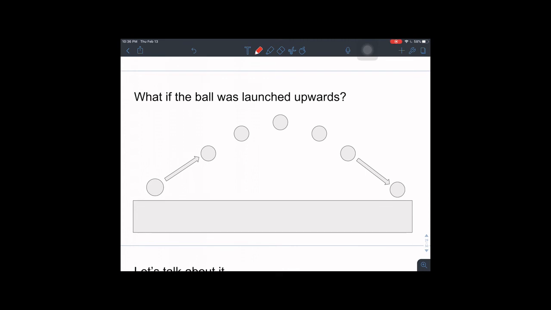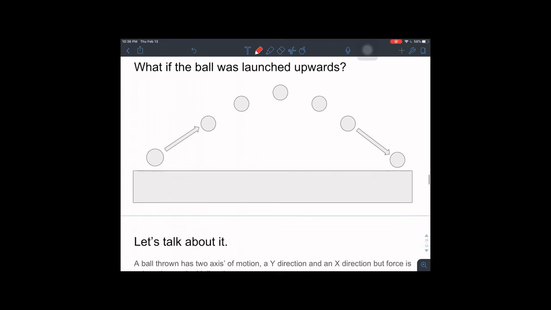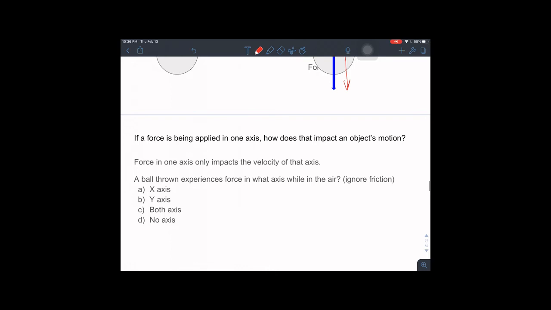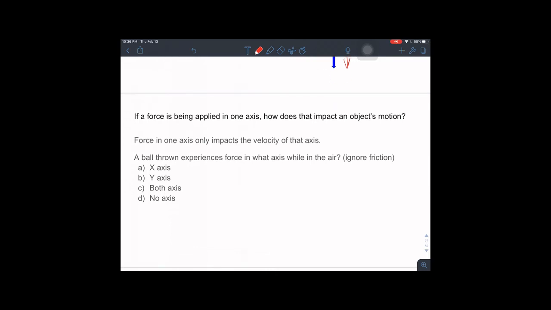So what if the ball was launched upwards? Well, we can talk about it. A ball thrown has two axes of motion, a y direction and an x direction, but the force is only in the y direction, because once that ball leaves my hand, the only force applied to it is the force of gravity, which always acts straight down. If a force is being applied in one axis, how does that impact the object's motion?